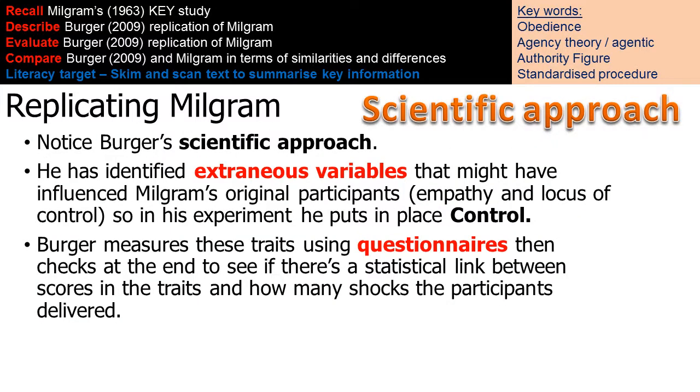Now, Berger has a very scientific approach because he uses this idea of empathy and locus of control as an extraneous variable that he says Milgram didn't control. Now Berger argues that by controlling this extraneous variable he's able to draw a much better cause and effect relationship between the IV and the DV. Now Berger measures these traits, empathy and locus of control, by giving all participants a questionnaire beforehand to see how high or low their empathy or locus of control is. And then at the end he wants to see if there's a statistical link between these scores and how many shocks the participants were willing to deliver.